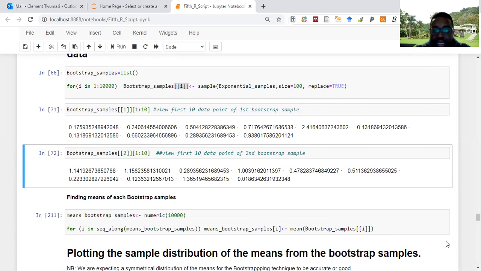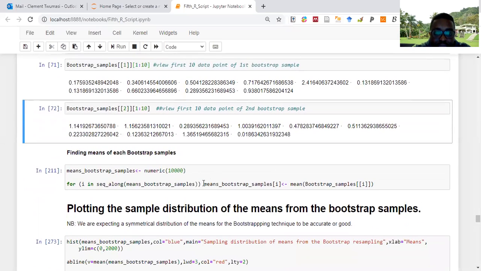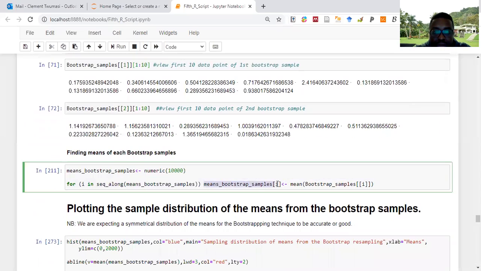So here, what I'm now doing is that I'm finding the means of each of the bootstrap samples.